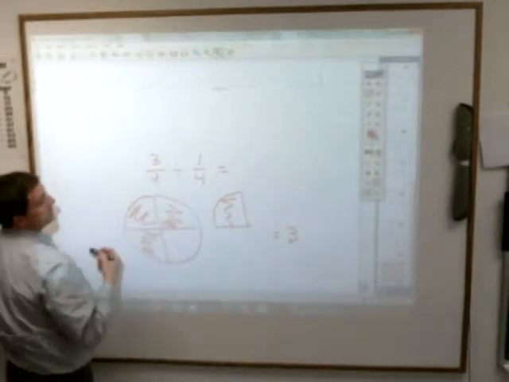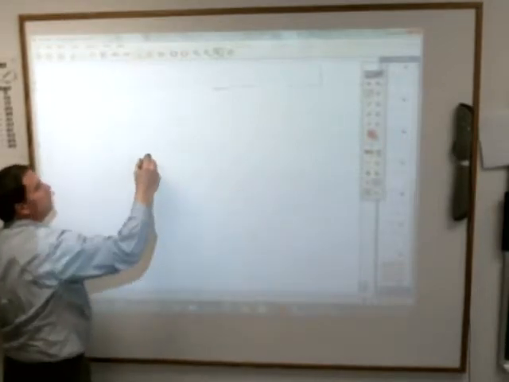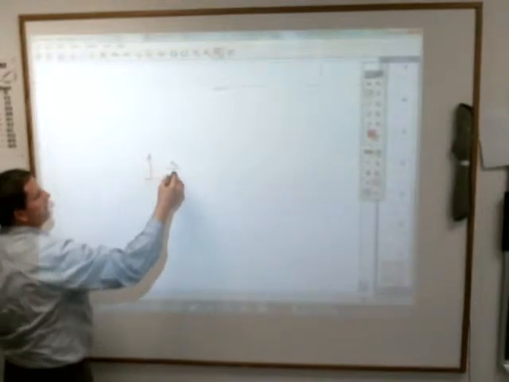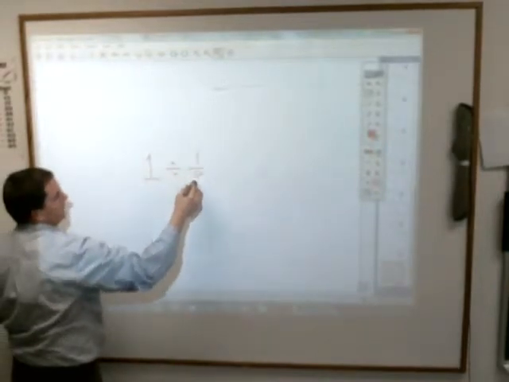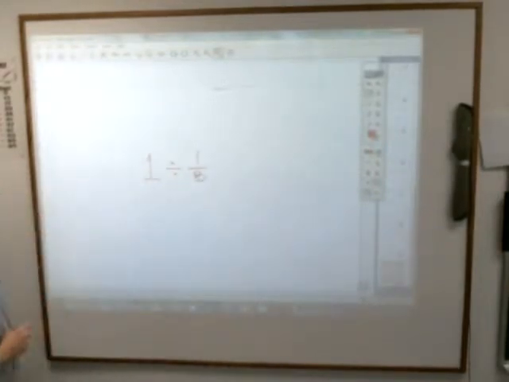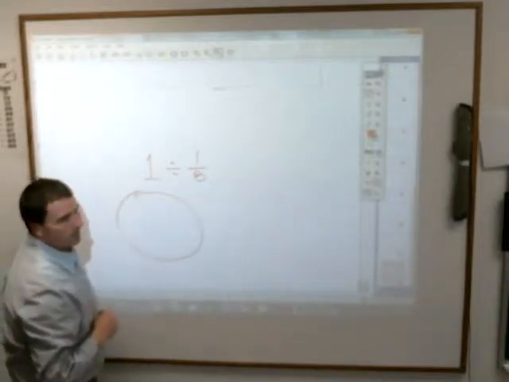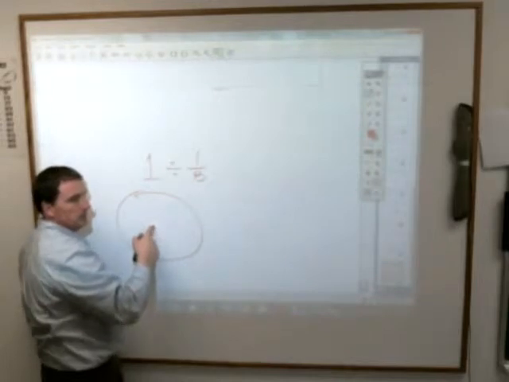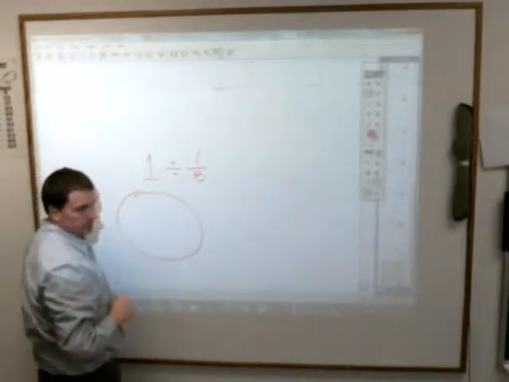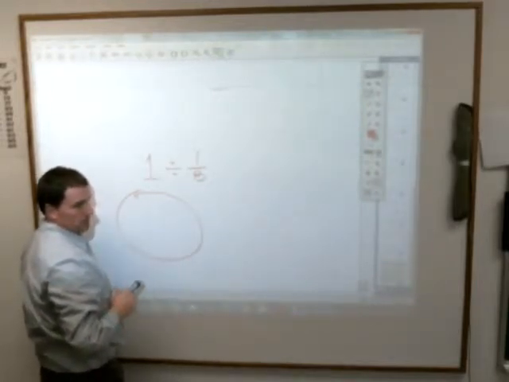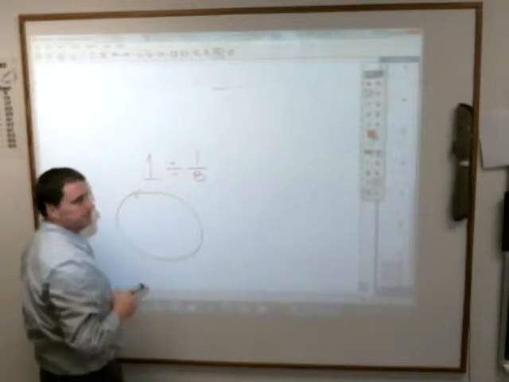Now you might be able to do this easier. How about this? What is 1 divided by 1/8? If you have one whole circle, how many 1/8s can you take out of a whole circle? Landon? 8. Exactly.